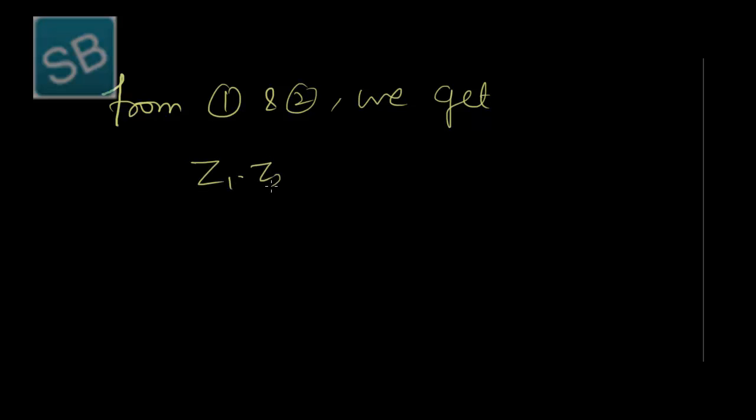So from 1 and 2 we get the conjugate of Z1 into Z2 is equal to Z1 bar into Z2 bar, that is 2.